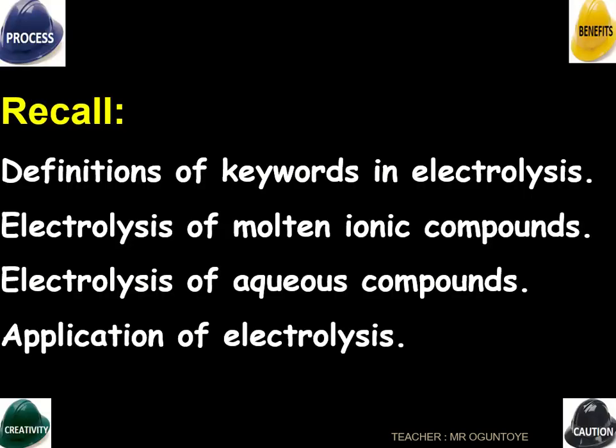So basically, all you need to do is record definitions of keywords in electrolysis. Remember the electrolysis of molten ionic compounds: your metals will move towards the cathode. Your non-metallic part of the ionic compound will move towards the anode, and they will be discharged there. In the electrolysis of aqueous compounds, you have competition between ions, because you have two ions migrating towards each electrode, so you have to remember the condition for preferential discharge.